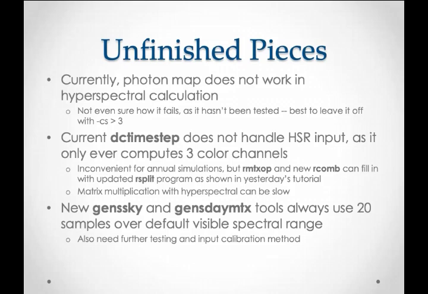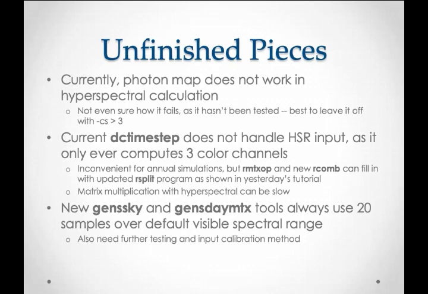The current DC time step does not handle HSR input. Everything's built around 3 color channels, so it's not likely to change anytime soon. That means that annual simulations that are trying to generate images have to use other techniques, and I found that the new rcomb tool and rsplit work well together. Matrix multiplication with hyperspectral can be slow. That's why the rcomb tool has a -n option for multiprocessing. It still can be slow with large matrices.